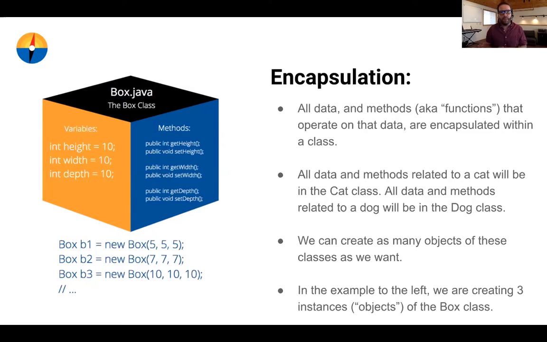And a really simple way to think about this too is on that second bullet point, I say all data and methods related to a cat will be in the cat class, and all data and methods related to a dog will be in the dog class, right? So there's no way that a cat will ever have the method bark, right? And there's no way a dog will ever have the method meow, right? Because those are going to be in their respective classes.